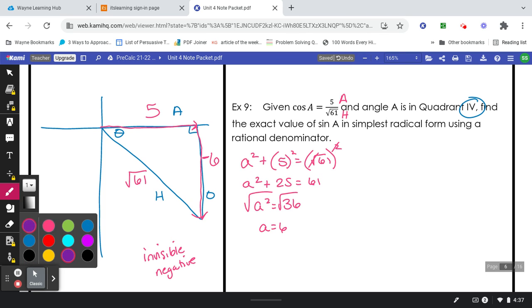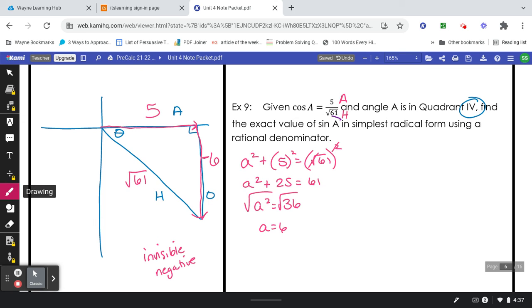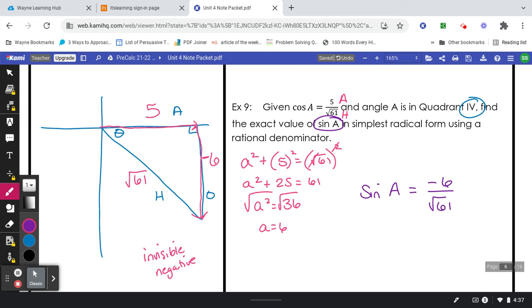Then at the very end, go ahead and find your answers. They're asking for sine of A. So sine is opposite. Oops. Guess I should write sine A. Opposite over hypotenuse. Remember, we don't want to leave our answer like that, so we'll multiply by the square root of 61 over 61 and get a final answer of negative square root of 61 over 61. There we go.